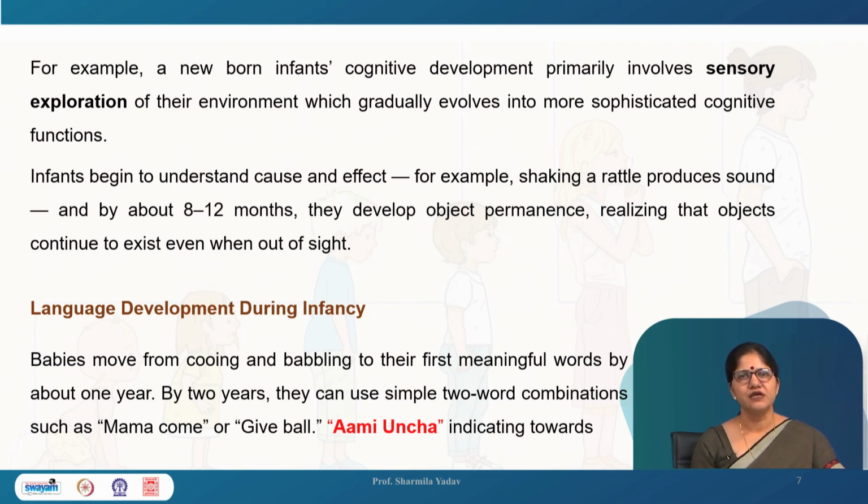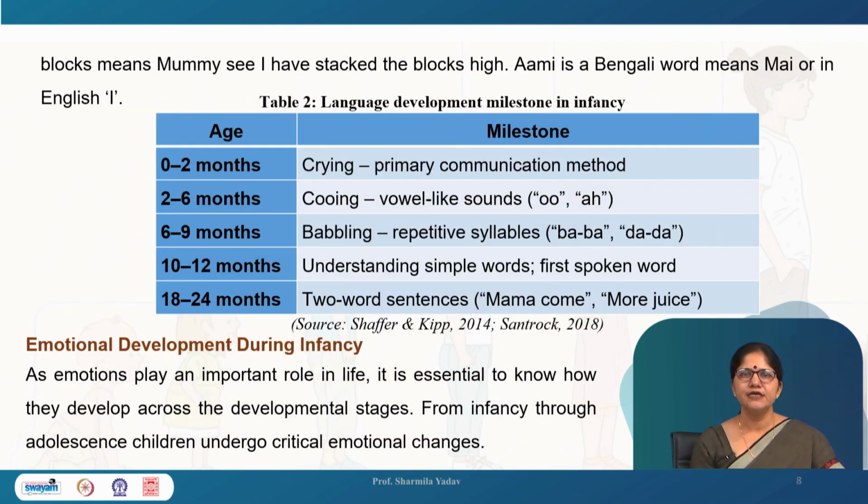Language development during infancy. Babies move from cooing and babbling to their first meaningful words by about 1 year. By 2 years, they can use simple two-word combinations, we say two-word utterances, such as "mama come" or "give ball," or they say in Bengali, "ami uncha," indicating towards blocks, meaning "mummy, see, I have stacked the blocks high." Ami is a Bengali word, meaning मैं, or in English, I.